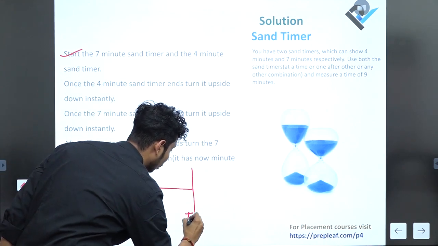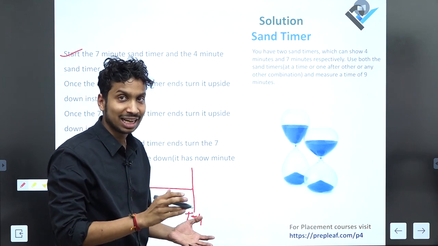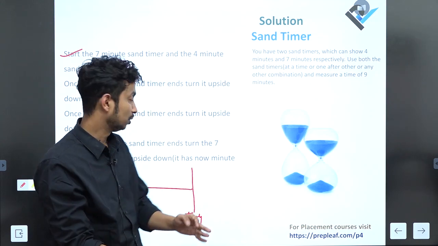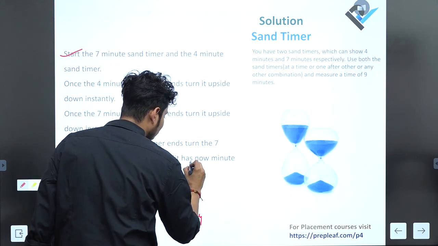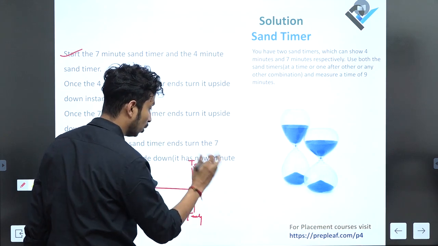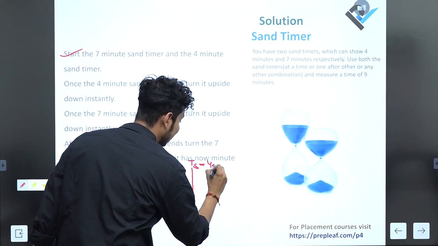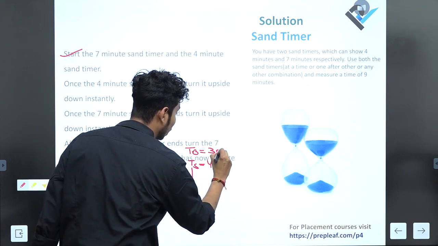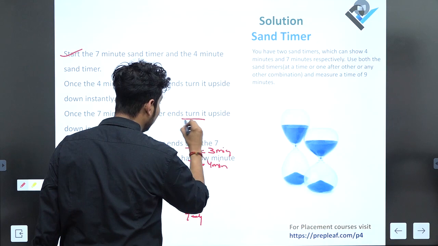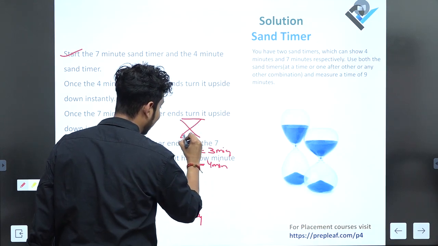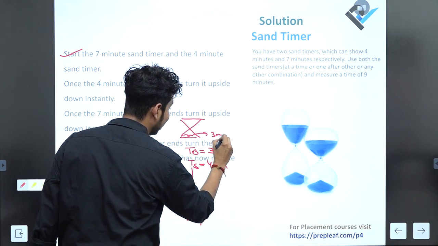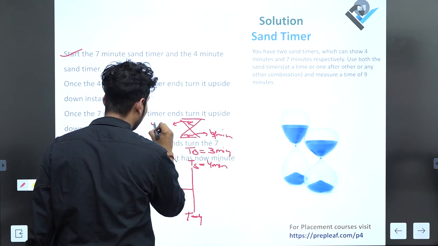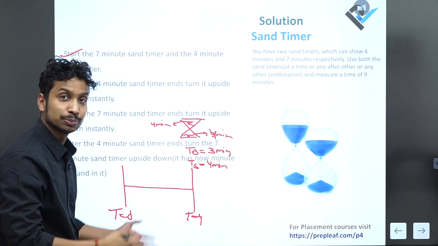So at t equal to 4, the 4 minute sand timer will be finished. We have to reset it by turning it upside down. So at t equal to 4, the smaller sand timer will be reset. Its capacity is still 4 minutes, and the bigger sand timer has 3 minutes left because 4 minutes of sand has already flowed downside. Now let's move forward.